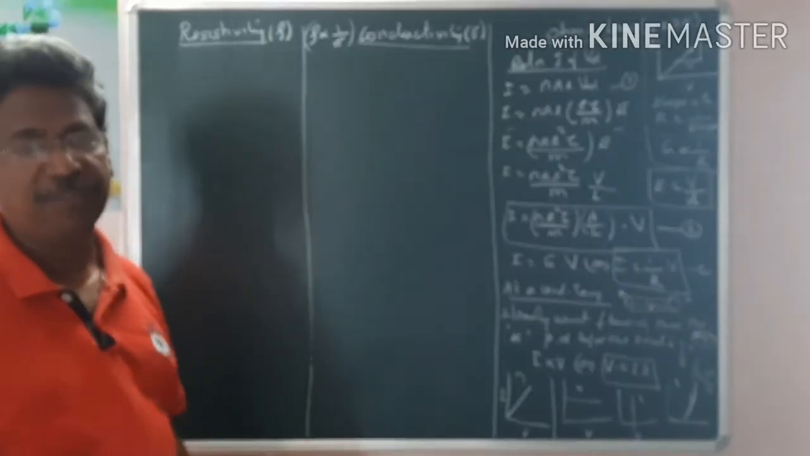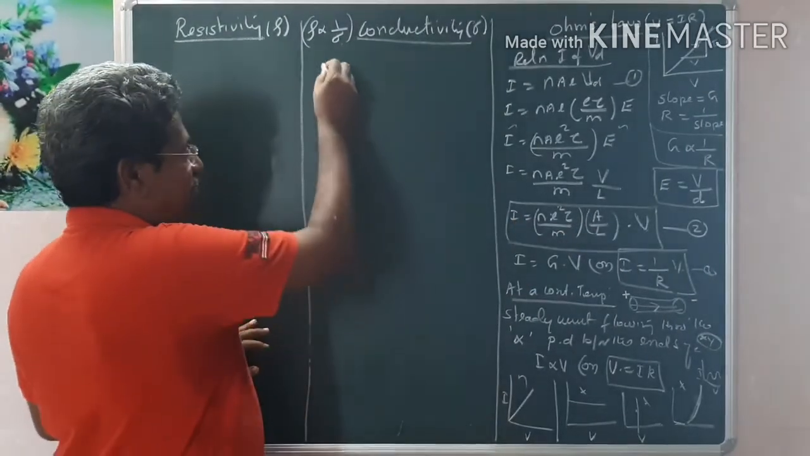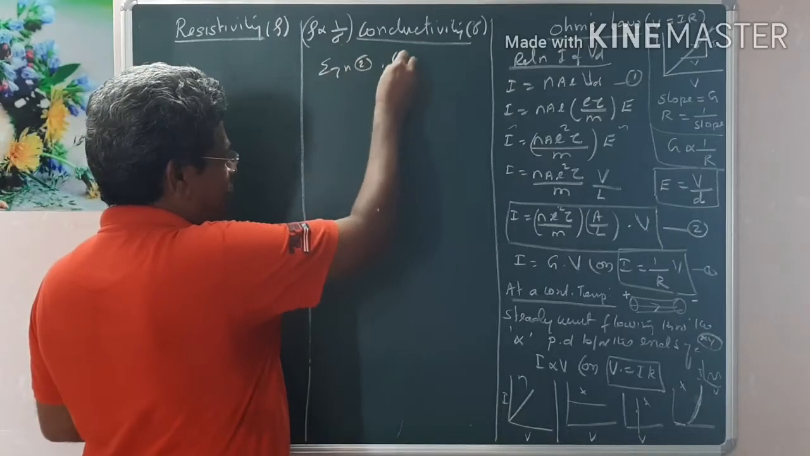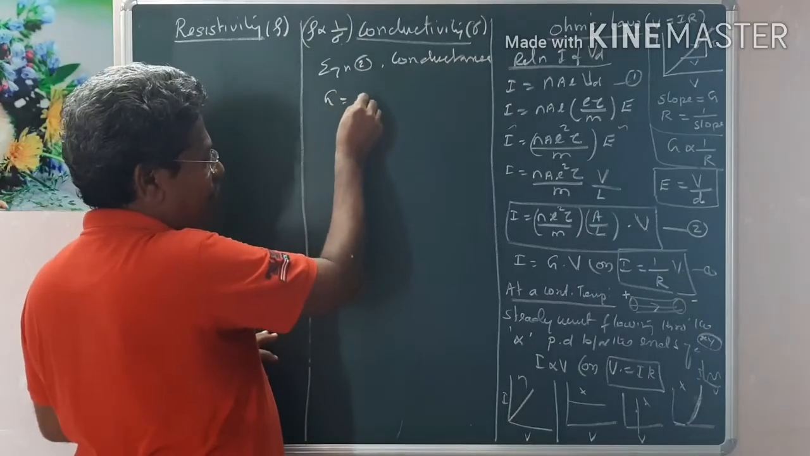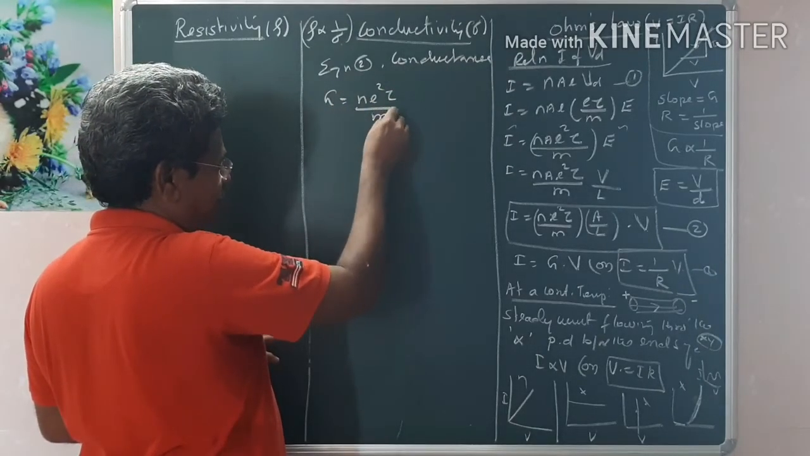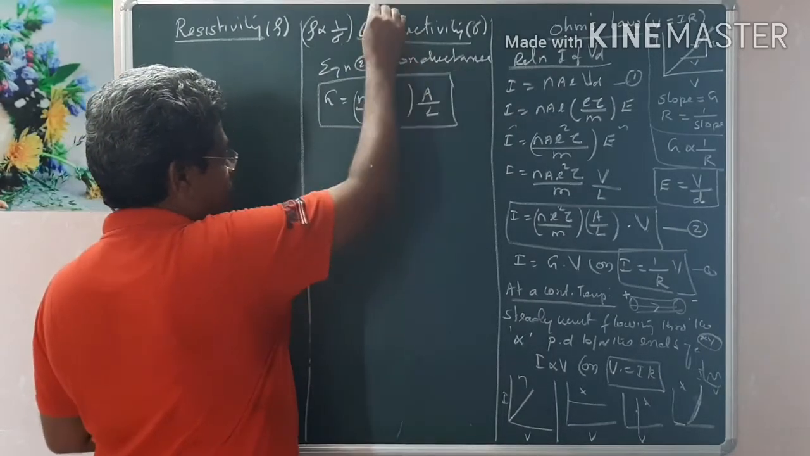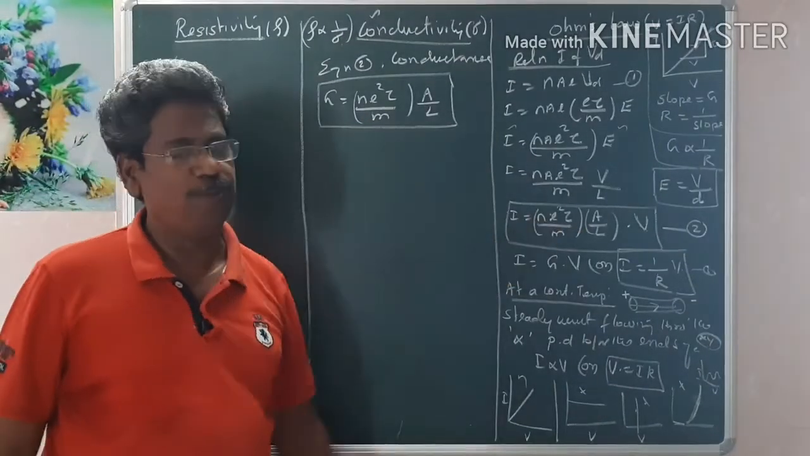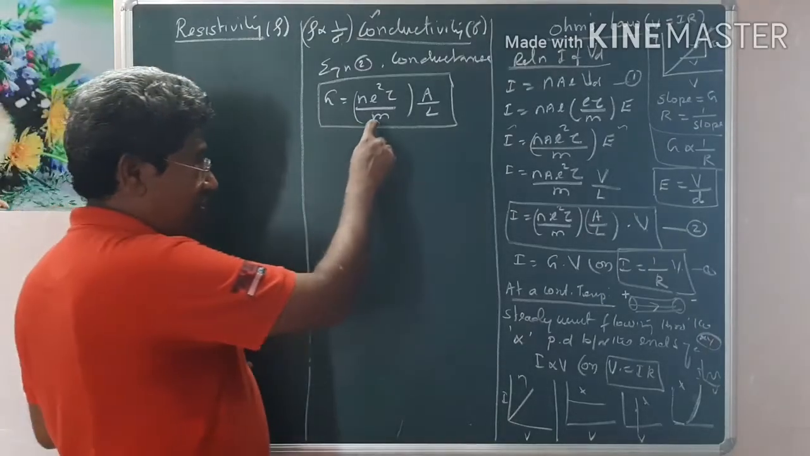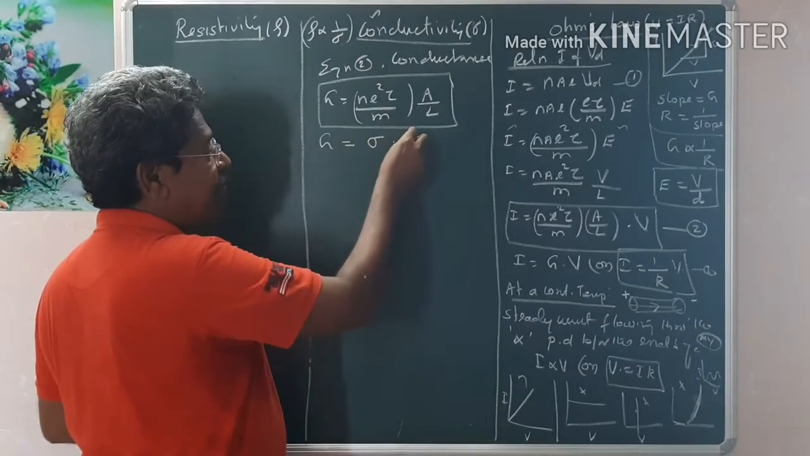The next one is we are going to derive an expression for conductivity, another important term. We know from equation 2 that we start with the conductance, G is equal to n e square tau by m into A by L. This is the expression for conductance. The aim is to find the expression for conductivity, but I am starting from conductance, from equation number 2. This term n e square tau by m is a constant, and this term we give a new name, conductivity, into A by L.